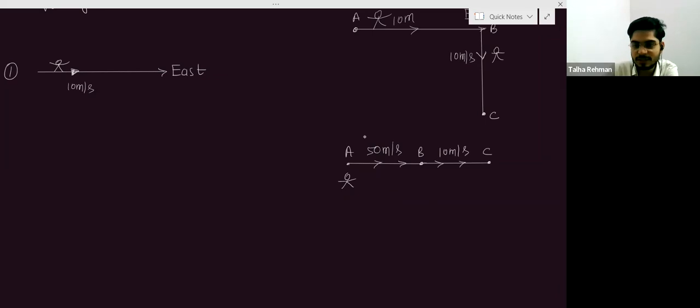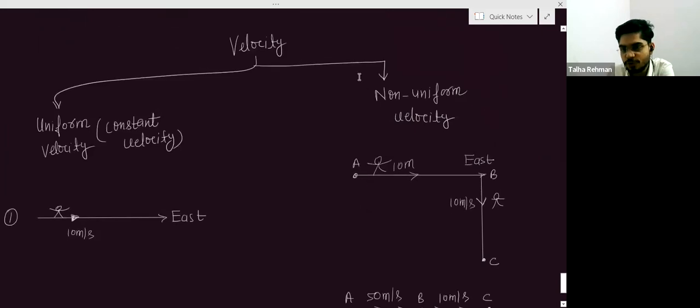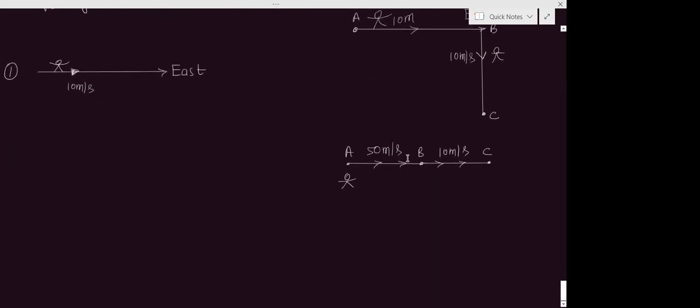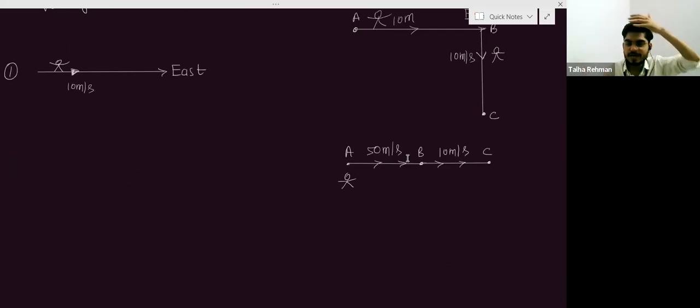So this is also an example of non-uniform velocity. Non-uniform velocity is also known as changing velocity. Got it or not? If any one of the things, either the direction or the magnitude, the numerical value, changes, then you will say the velocity is changing, or non-uniform velocity. I think now it's clear.